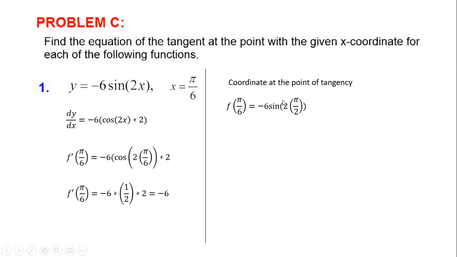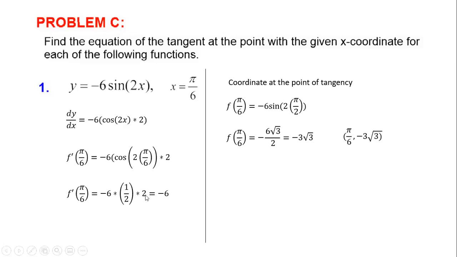Anyway, this is going to be pi over 3 again, because you're going to have pi over 6 times 2, so that's going to be pi over 3. And that works out to be this. The sine of pi over 3 is root 3 over 2. So it's minus 6 times root 3 over 2. And that just reduces down to minus 3 root 3, which is what this is. All right. So this is my coordinate. At pi over 6, I'm at minus 3 root 3 when I reduce it down. So now I have my coordinate at the point of tangency.